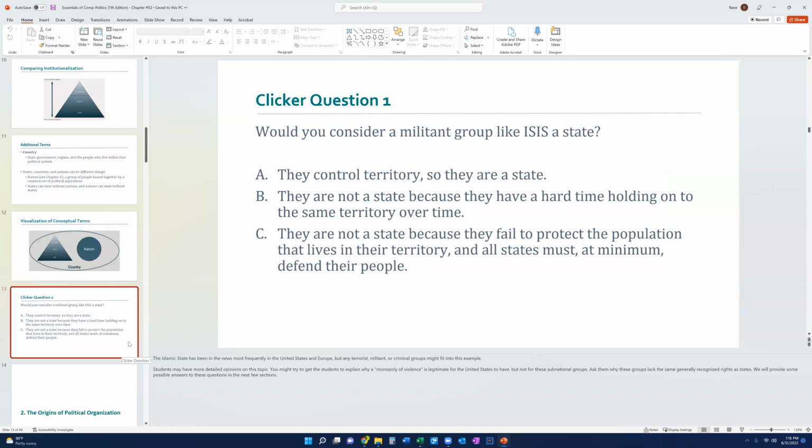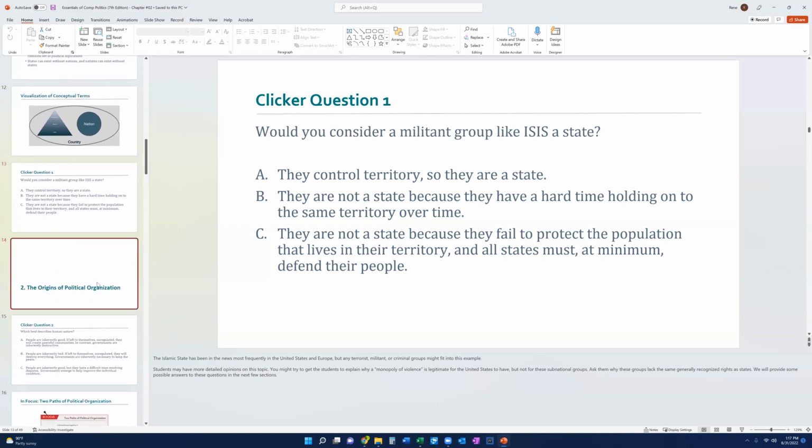And so the book asks, would you consider a militant group like ISIS a state? And I think the more correct answer is probably going to be B and C. They do control territory, but I would argue that their territory is not stable. They don't even control a lot of territory right now. But the territory they did control varied a lot from time to time, and so I don't think it was stable enough or institutionalized enough for ISIS to have been considered a state. They also, I don't feel, protected the population within that region. And so I think that's another reason why we wouldn't consider ISIS a state.